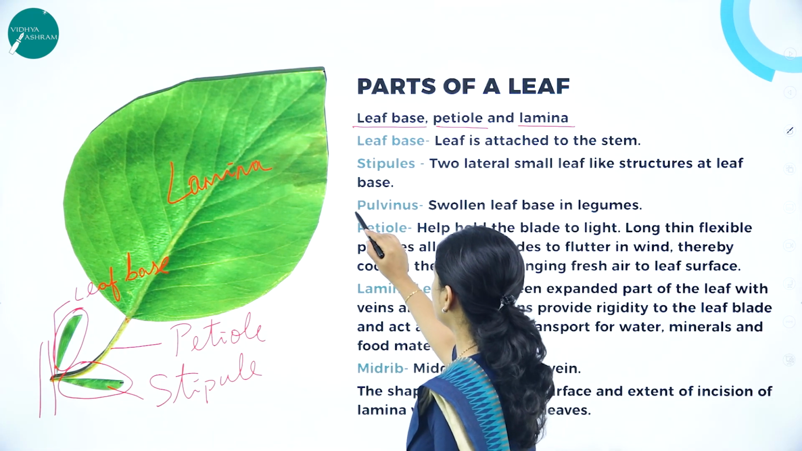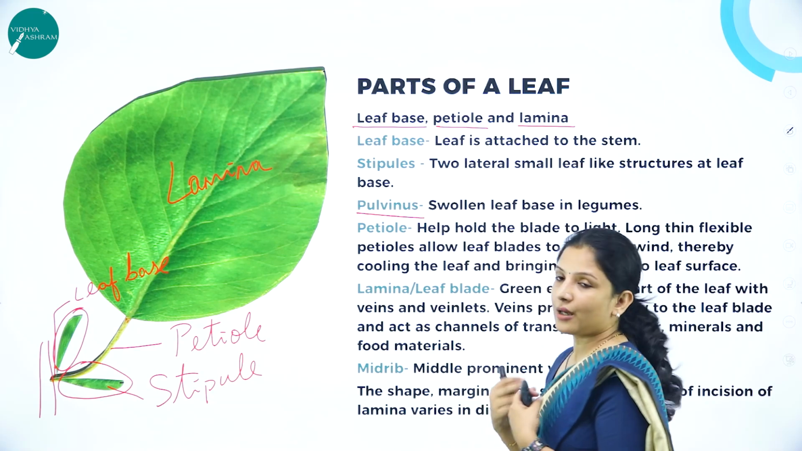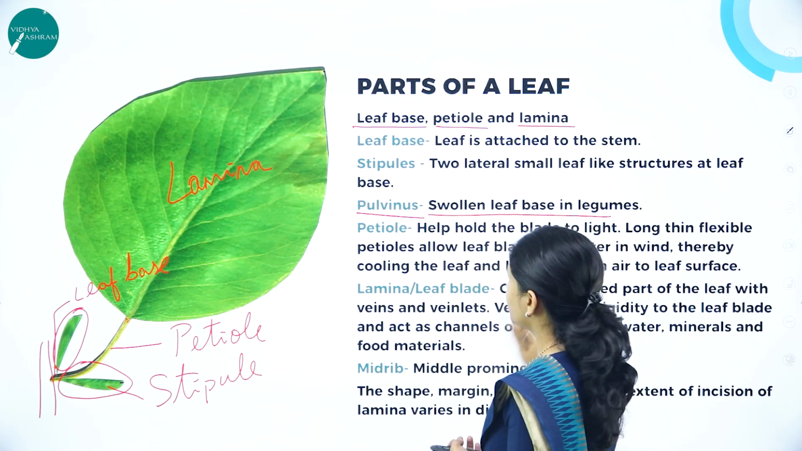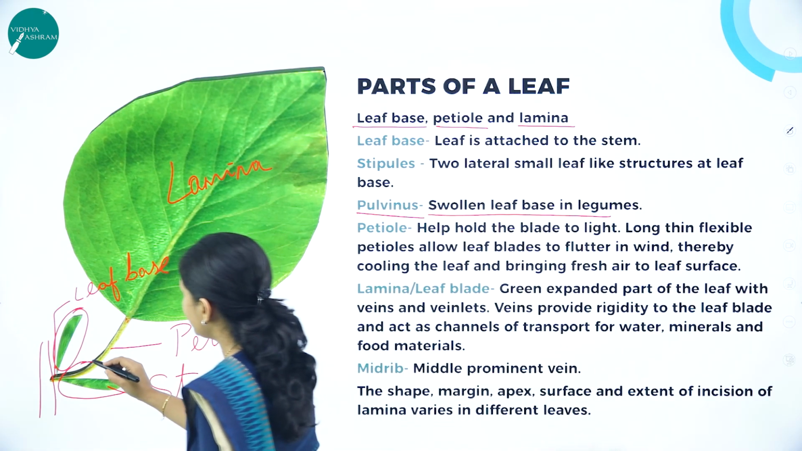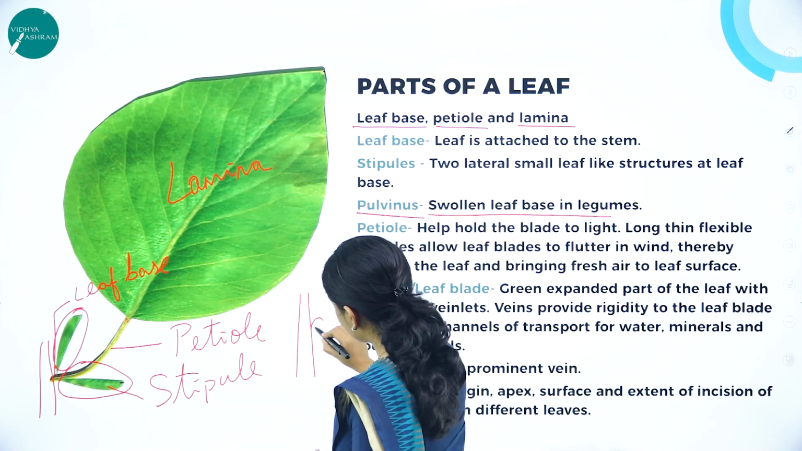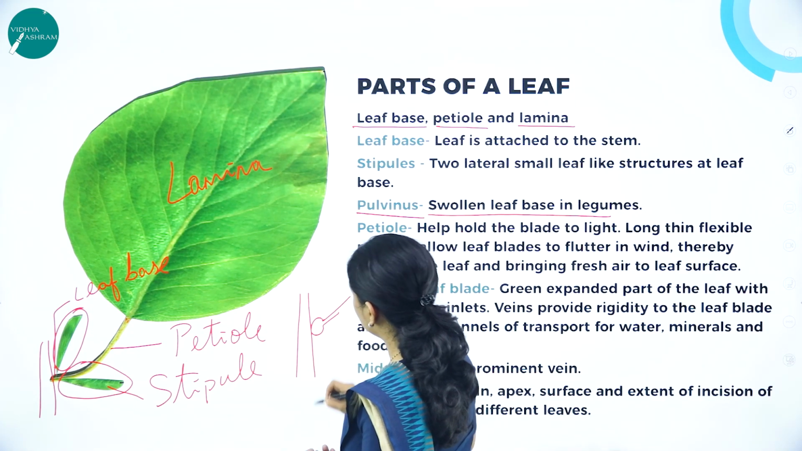Next, talking about the pulvinus. In some of the leaves, that is the dicot leaves, you can find the leaf bases which are swollen. So at the base of the leaf, there will be a swelling like this. So if this is the stem, at their leaf base there will be a swelling and then the petiole will arise.